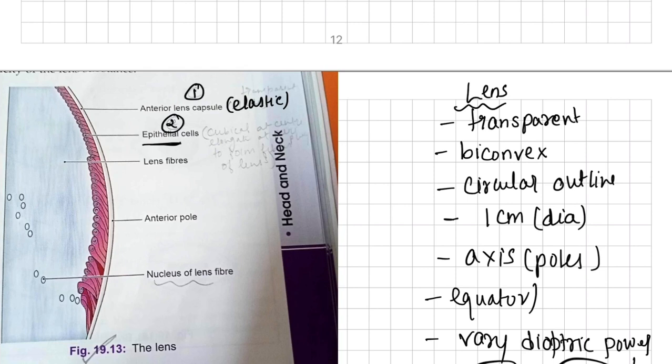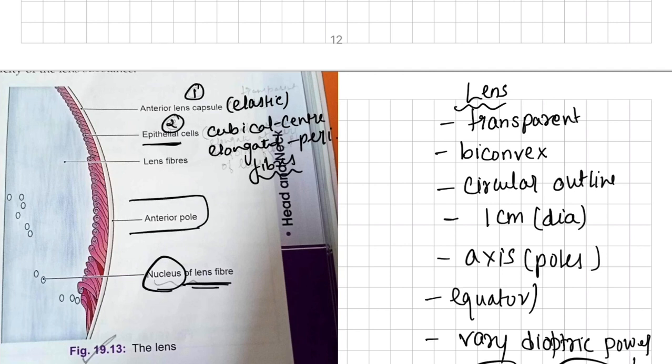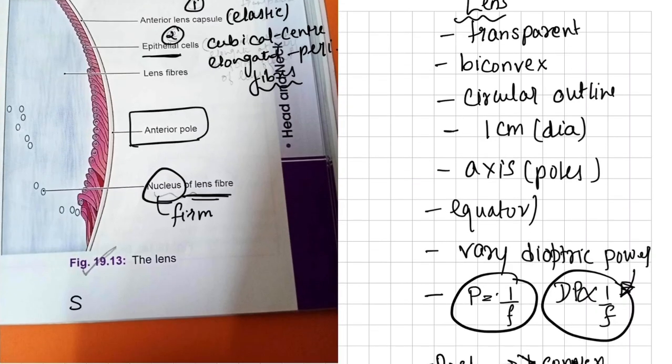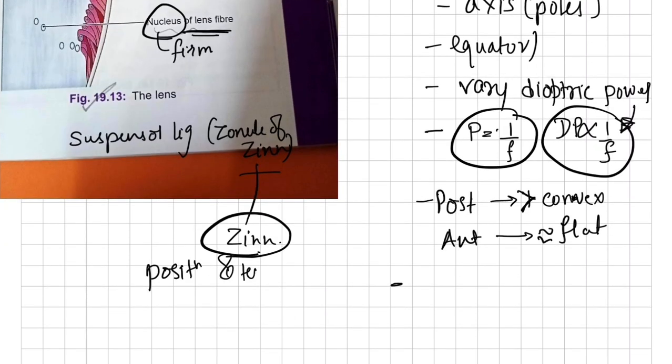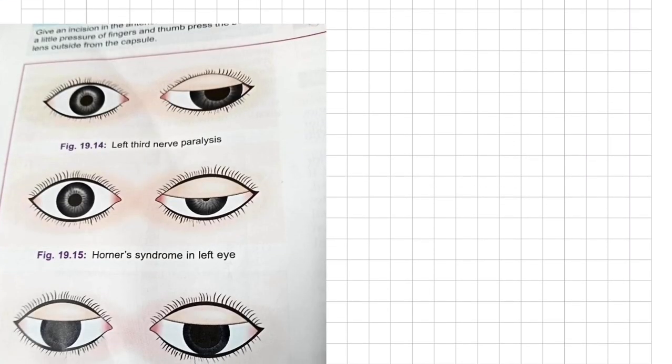Anteriorly, the lens capsule is the first layer. Second layer is the epithelial cells, which includes a cuboidal central region with elongated peripheral cells. Apart from that, these fibers contain nucleus. These nuclei are said to be firm. And there's an anterior and posterior pole in the lens, obviously. Suspensory ligaments are holding the lens, and they form the zonule of Zinn. They are responsible for keeping the lens in proper position and the tension is maintained.